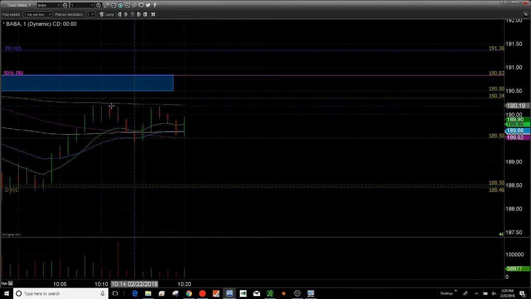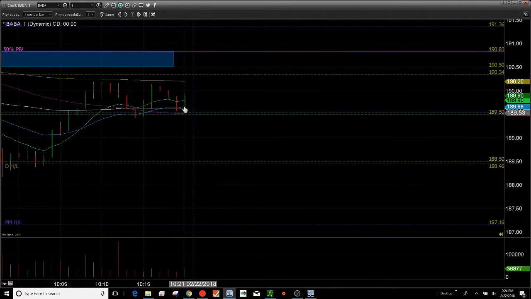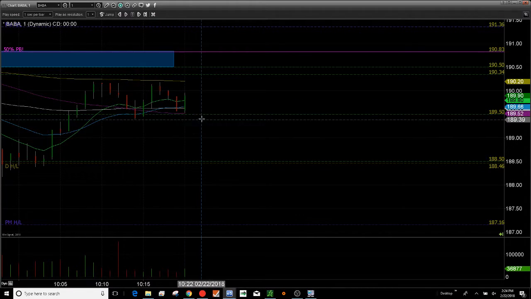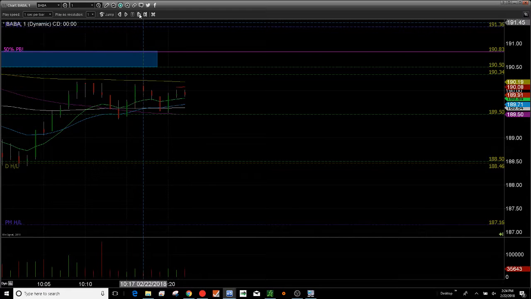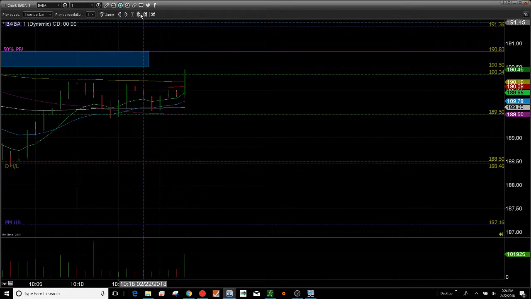I like the way it's rejecting here. I'd be considering adding more. I would need to see it break below here, below this 50. I'd like to add. And I'd be getting ready to get out.